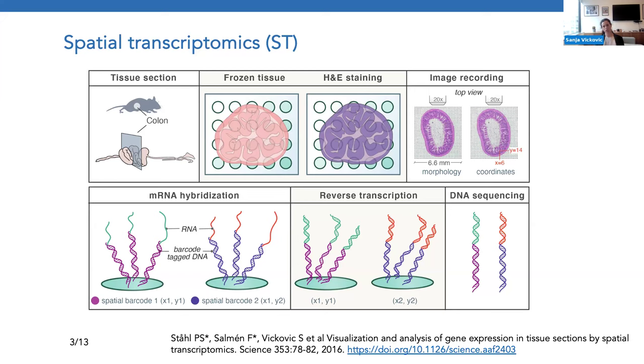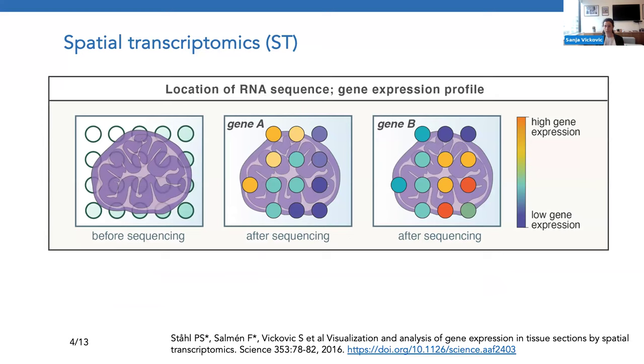After reverse transcription, it's very easy, and all the standard library prep tools can be used to perform paired-end DNA sequencing. So before sequencing, remember we have the 1,500 sections' worth of H&E information that has been annotated into 14 different morphological categories. But after sequencing, we can probe that data set for specific genes of interest, and we don't have to define these genes of interest beforehand. So this is a genome-wide technology.